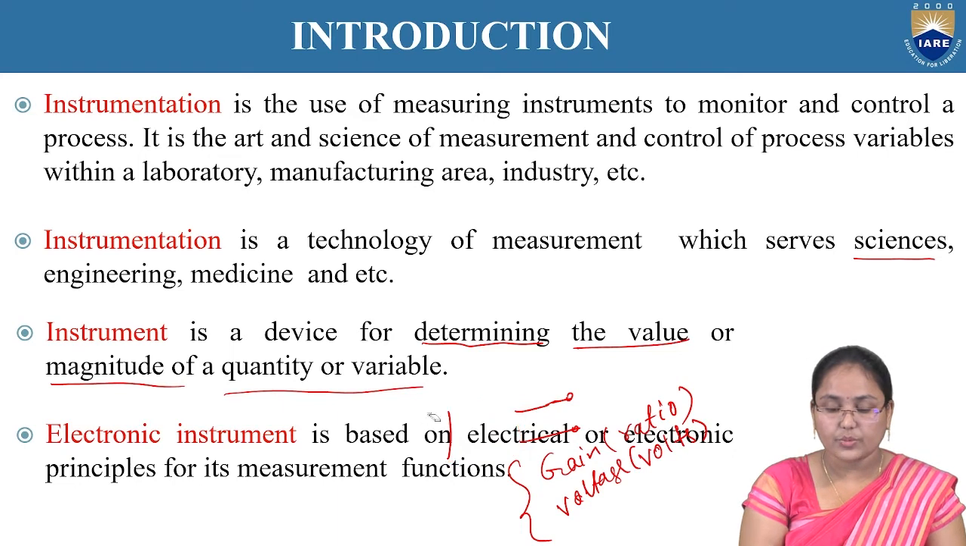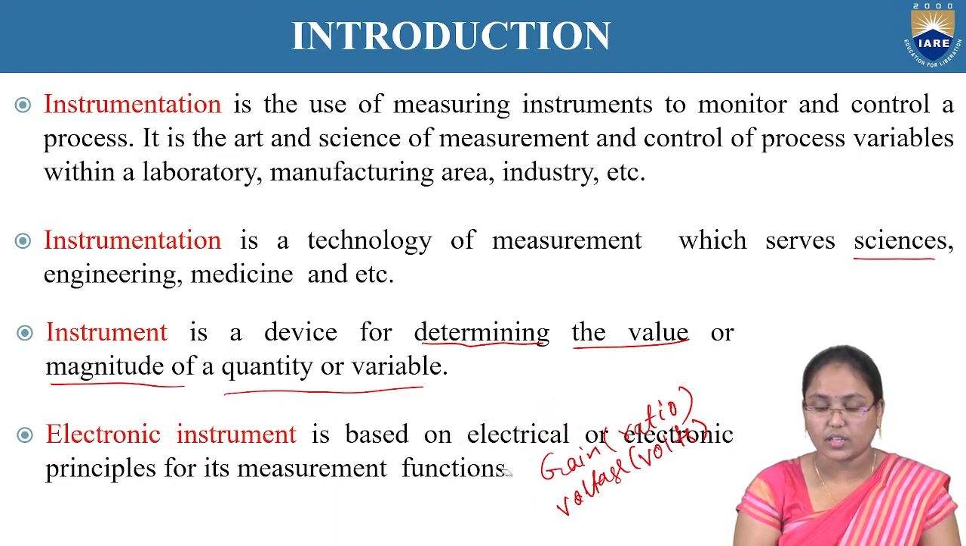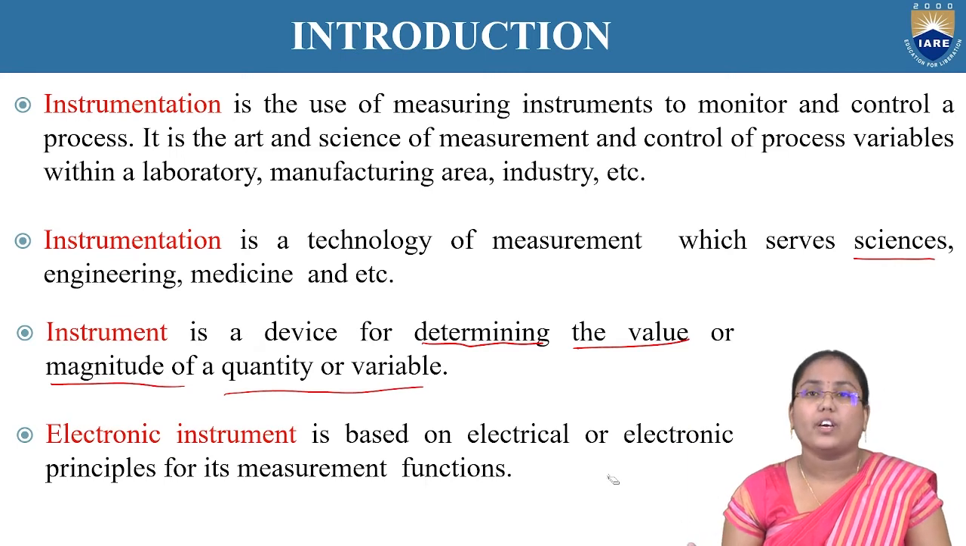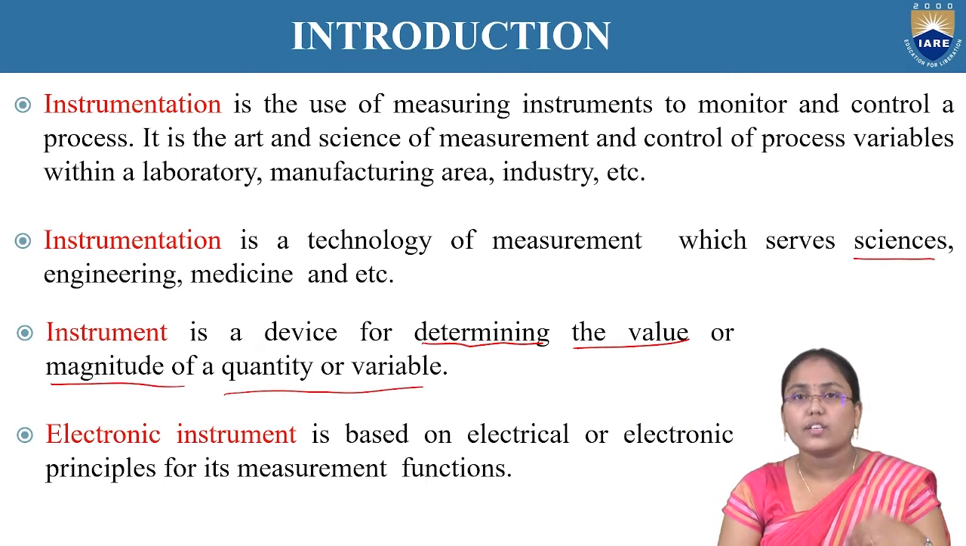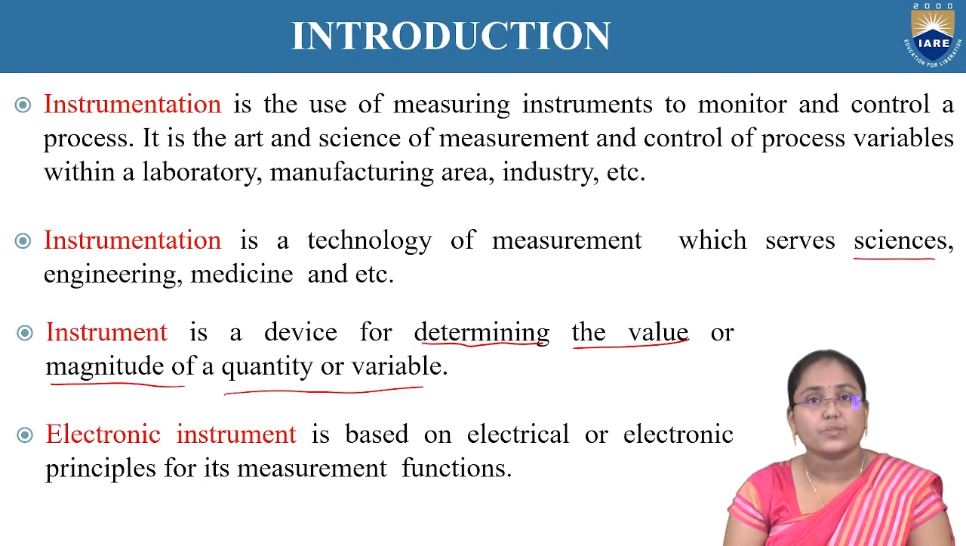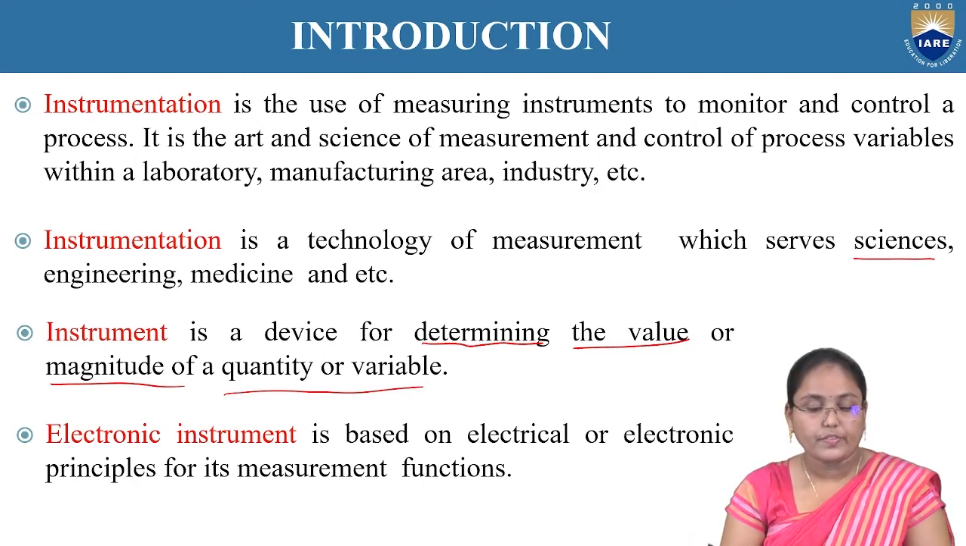So an electronic instrument is based on electrical or electronic principles for its measurement functions. We have the word electronic instrumentation. So when we say that there is an electronic instrument, it is used based on electrical or electronic principles for its measurement function.